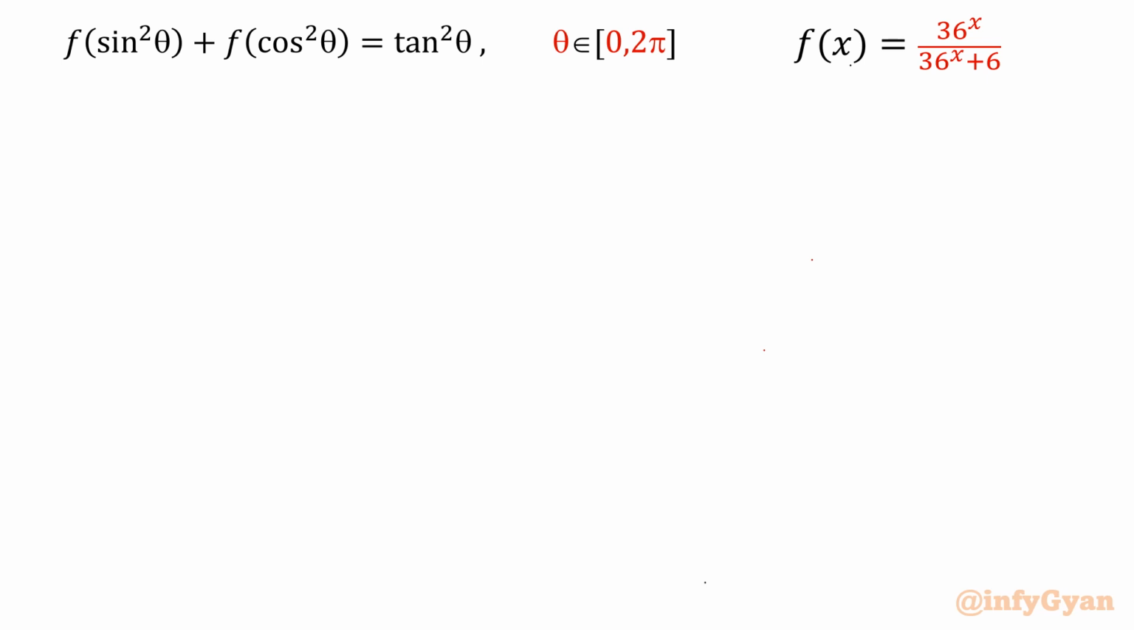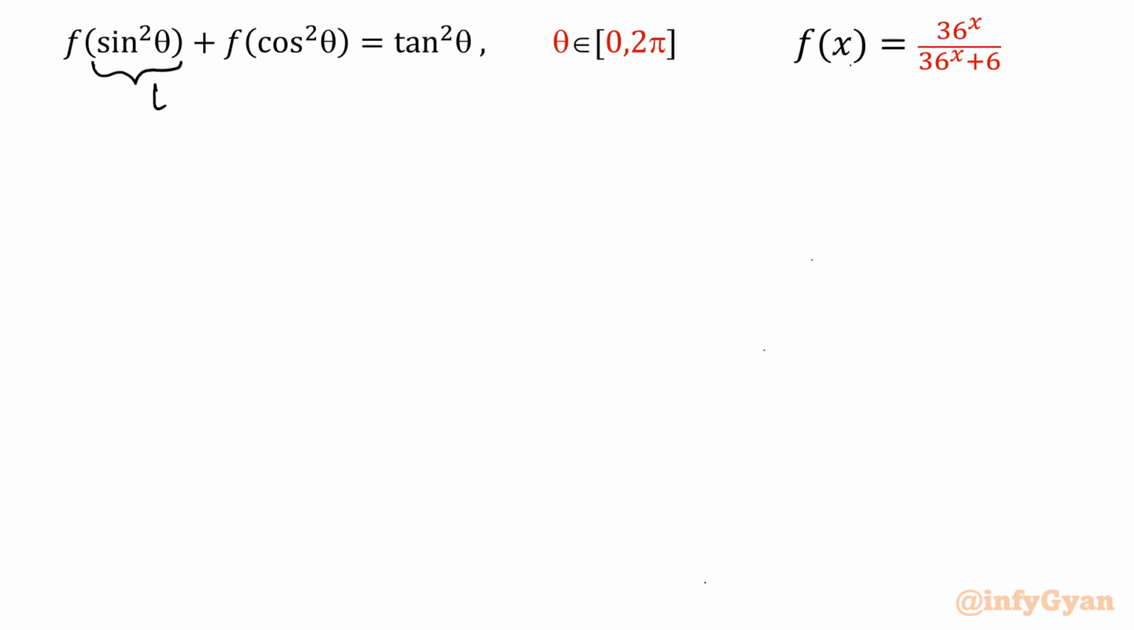Earlier we have solved a number of questions where f(x) needed to be found out. In this problem, we have to solve the functional equation where f(x) is known. So this is unique about this question. Let's get started. I will consider a substitution as usual.